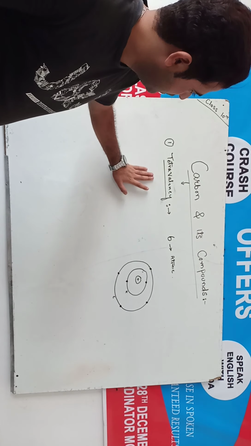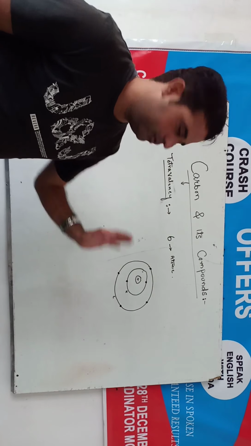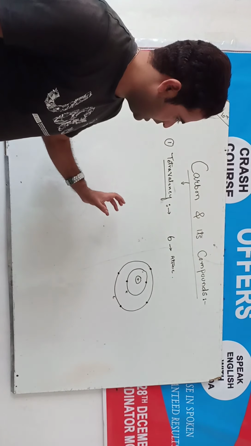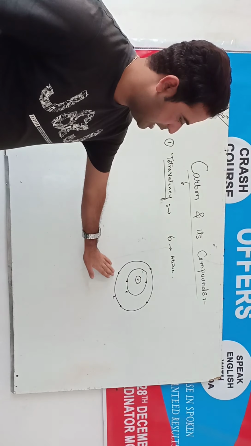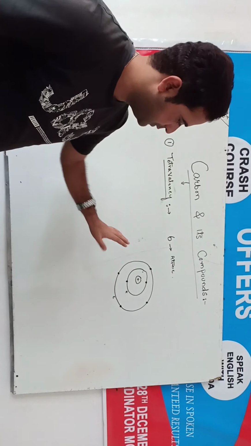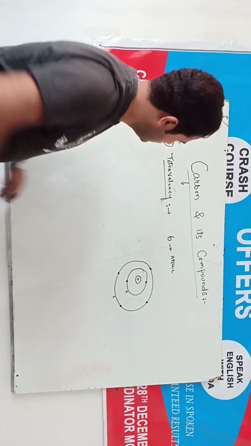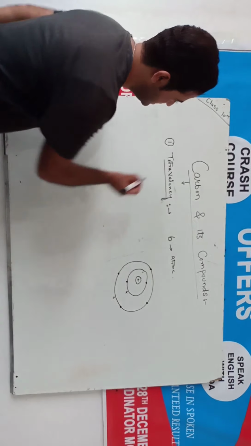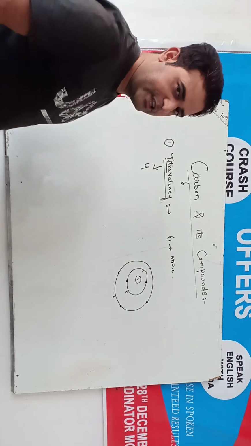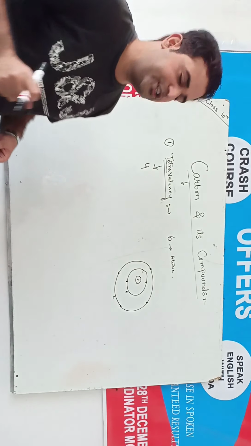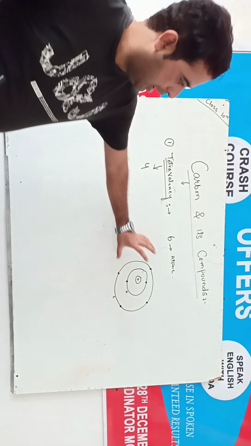Valency is the number of electrons which are gained, which are lost, or which are shared by an atom. This carbon has 4 electrons in its valence shell. So it shares these 4 electrons, so its valency is 4. That is tetra. Tetra means 4. Valency is the number of electrons which are gained, shared, or lost during a chemical reaction. So it is tetravalent in nature.